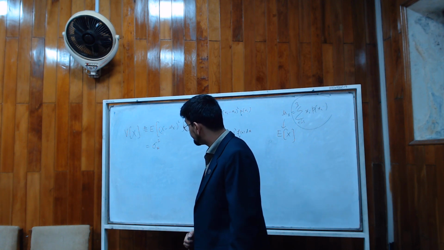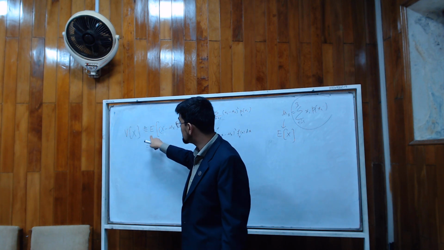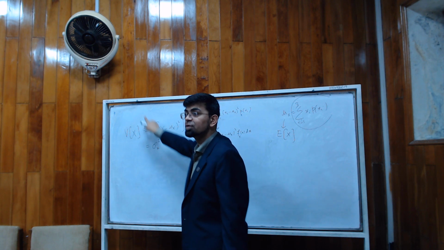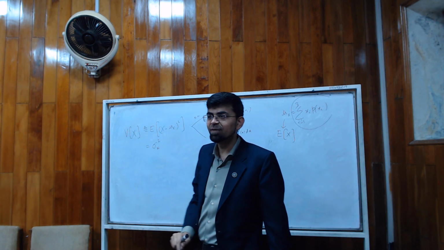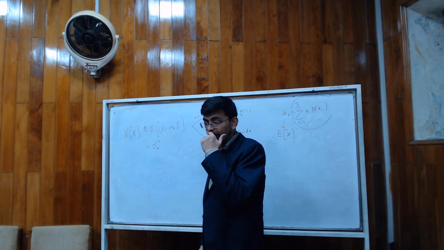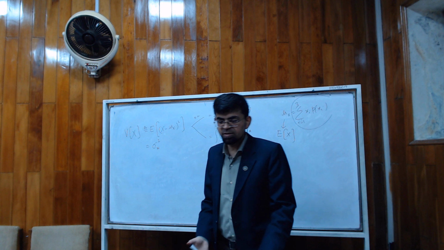Yeah. So if you take the square root of this, it's not the same as saying E[x minus mu x] square root, yeah, this whole square. Okay, well, that's different. So why square? Have you ever thought about it? Why do we always write variance as a square?